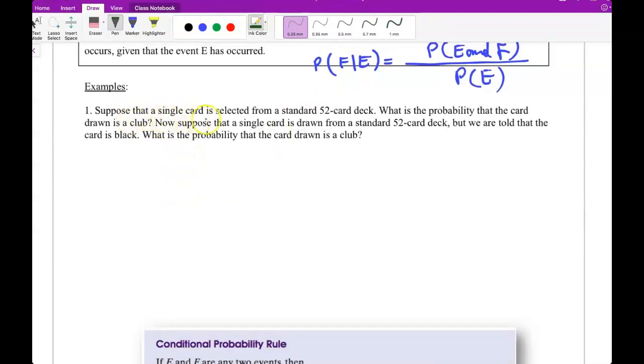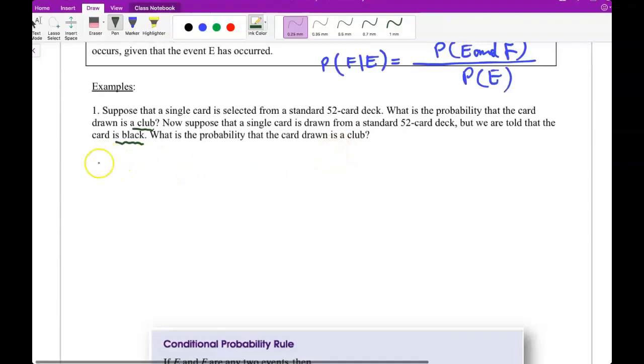Now suppose that a single card is selected from a standard 52-card deck. What is the probability that the card drawn is a club? So what is the probability of having a club? Now suppose that a single card is drawn from a 52-card deck, but we are told that the card is black. What is the probability that the card drawn is a club?